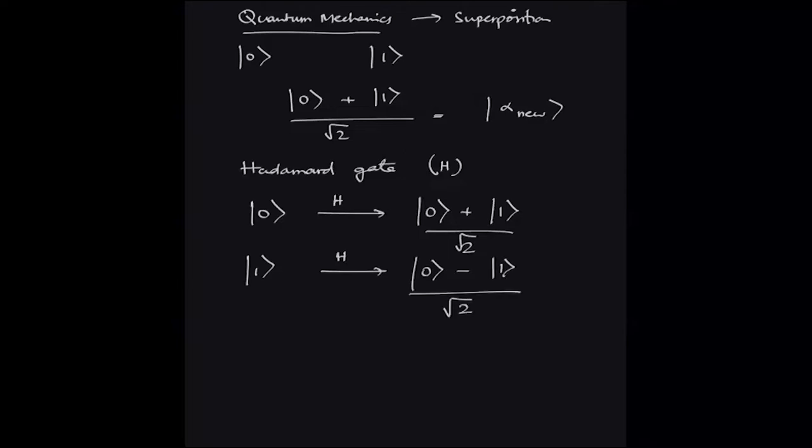And we can check that a squared plus b squared is 1. This is 1 by root 2, minus 1 by root 2, so square is 1, square 1. And this is the basic definition of a Hadamard gate. So you give it an input, some state, and it will transform it to this superposition state. Okay, so is everything clear till this point?